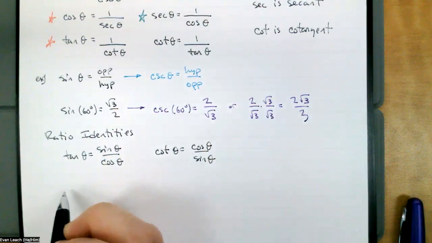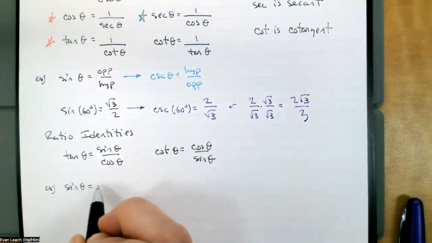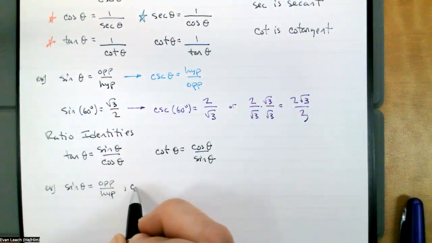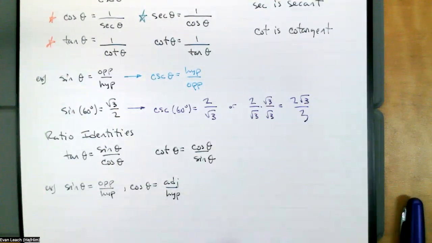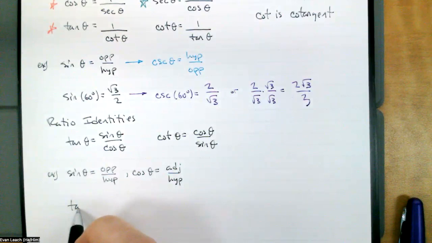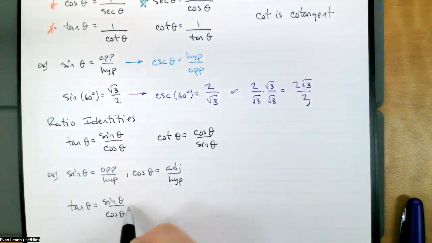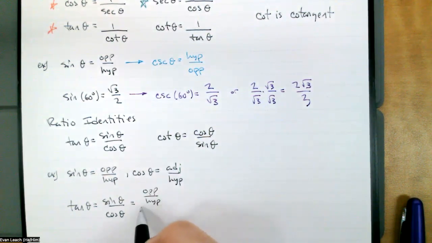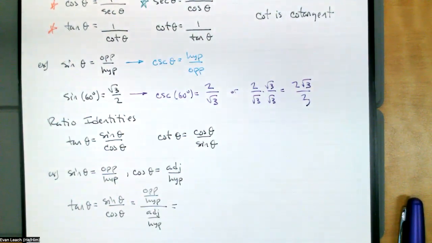This makes sense because we have sine of theta is opposite over hypotenuse, and cosine of theta is adjacent over hypotenuse. And so if we write tangent of theta as sine over cosine, we'll have opposite over hypotenuse over adjacent over hypotenuse. And the 1 over hypotenuse can cancel out.